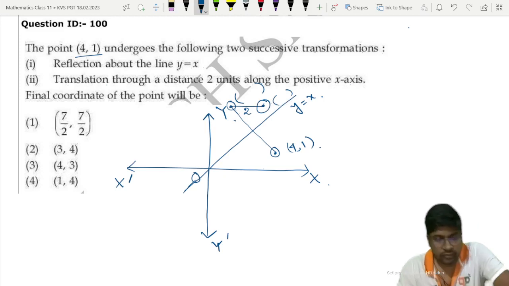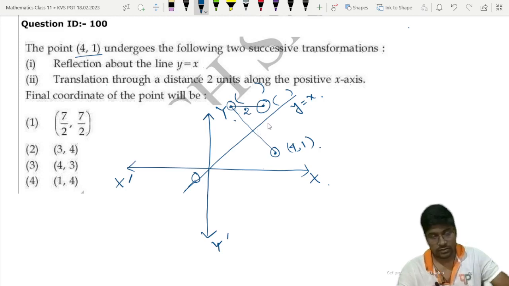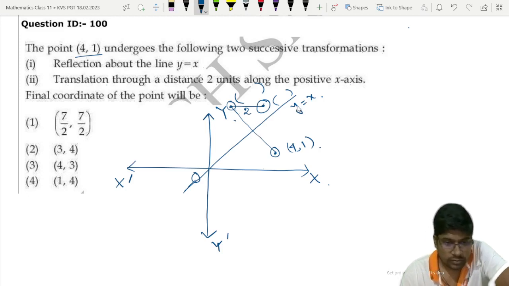So for that, what we will do, anyway, we will find the equation of the line which is perpendicular to y is equal to x and which will pass through 4 comma 1.